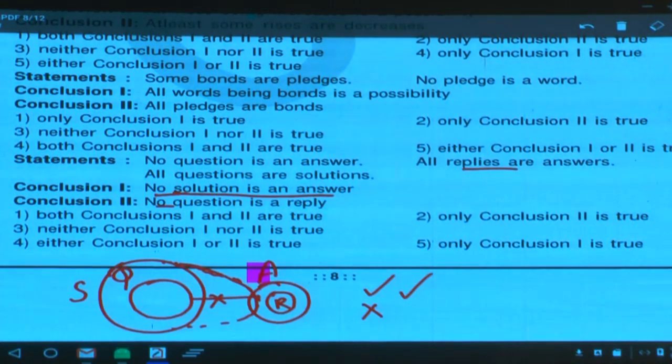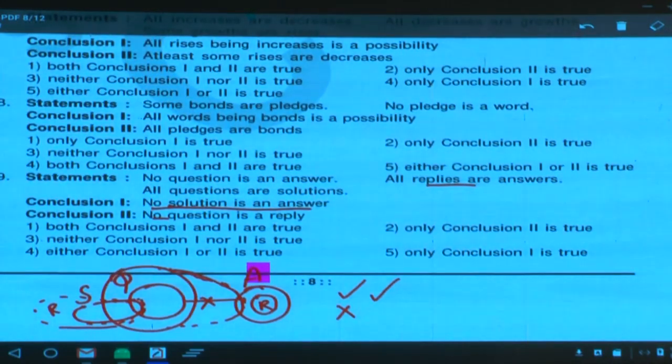Then coming to the second conclusion, no question is a reply. Now to this one, no question is a reply. That means in order to make this one false, some of the questions are replies. Tell me whether we can draw a reply like this. If you draw a reply like this, all replies are answers, so answer will also come along with this one. If answer comes along with this one, some of the answers or questions will be true. But as the statement is, no question is an answer, hence the statement will get invalid. Alternate diagram cannot be drawn. The second conclusion is true forever, that is choice 2.